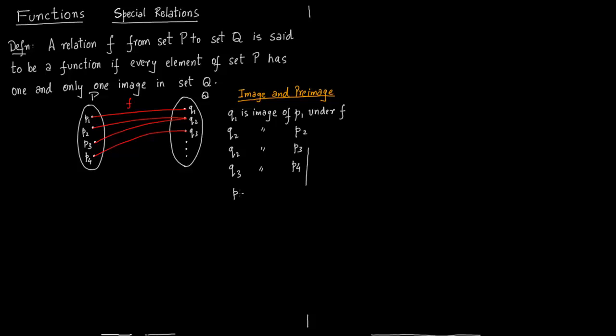In set Q. Now let us talk about pre-image. So P1 is the pre-image of Q1 under F. So this is just the opposite of image. So you can see P1 gets mapped to Q1. Similarly, P2 is the pre-image of Q2. But P3 is also a pre-image of Q2. And P4 is the pre-image of Q3.